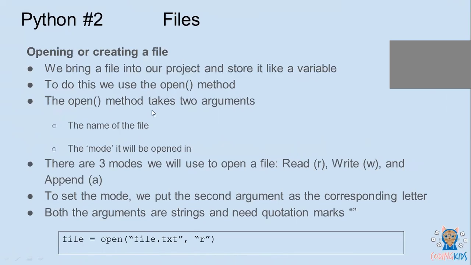The open method takes 2 arguments. You have to write this. Open method takes 2 arguments, and the arguments are the name of the file and the mode it will be opened in. So you can just write down: open method takes 2 arguments. First, name of the file, second, mode.